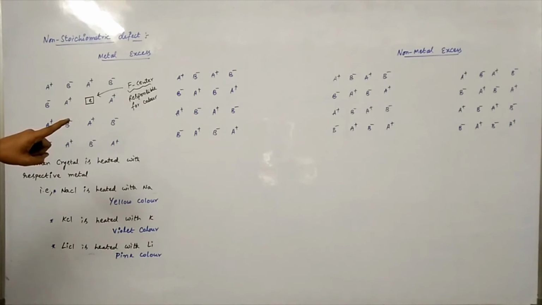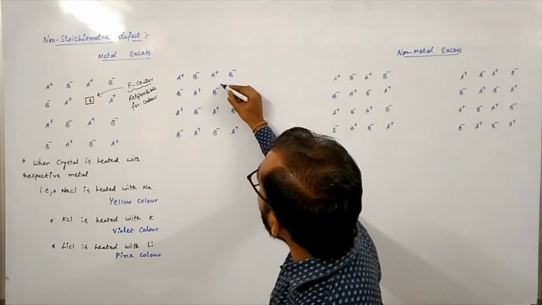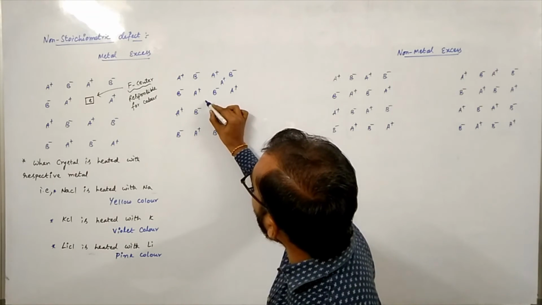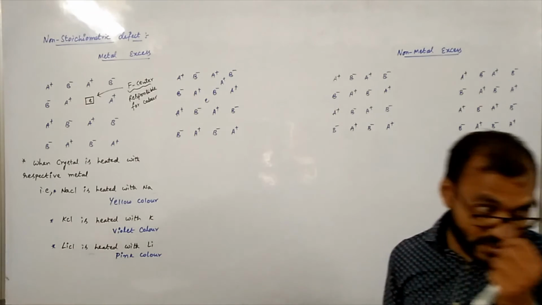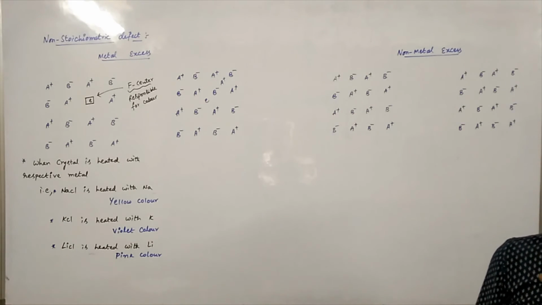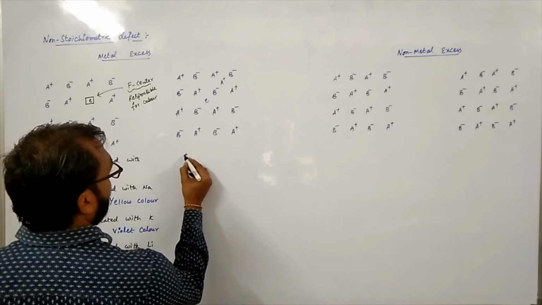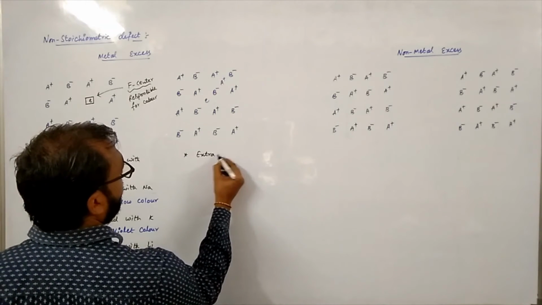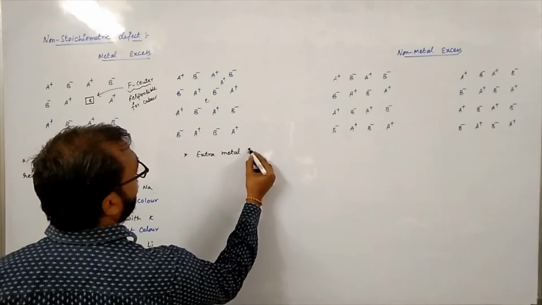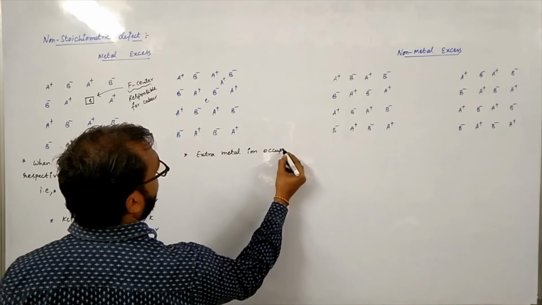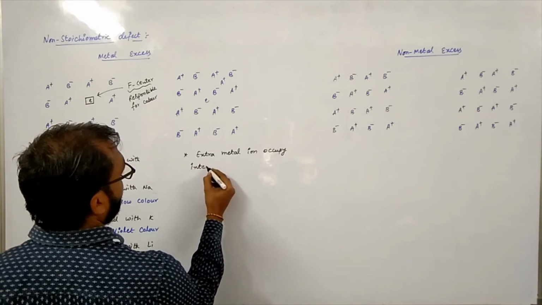Coming to metal excess defect, second type. Here, one of the cations occupies interstitial space. See this. Here you are getting one A plus and one electron. The electron and A plus are occupying interstitial sites. So therefore we call it again metal excess defect. Right? So here, extra metal ion occupies interstitial site.